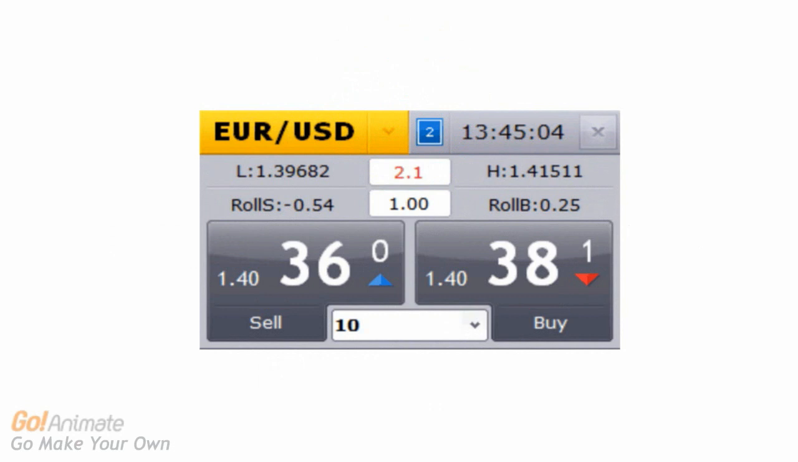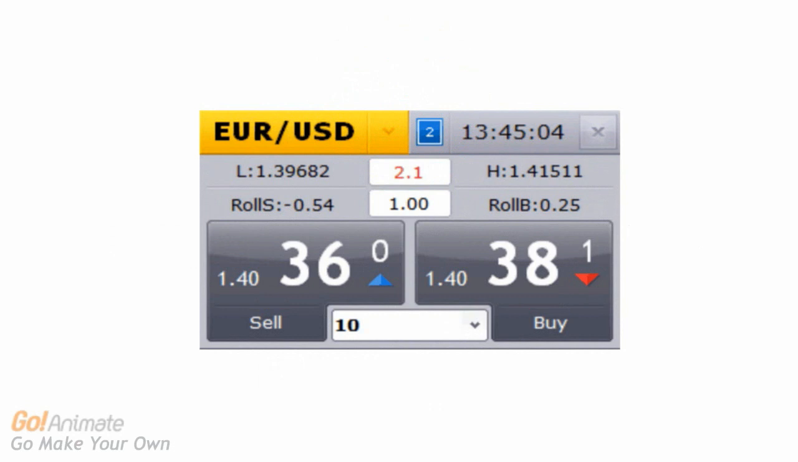This is a quote for the euro-US dollar currency pair. There are two prices in the quote window, with the first being 1.40360. The quote window notes that this is the sell price, which means you can sell the euro-USD for 1.40360. This is $1.40 and 36 pips. The next price is 1.40381, which is $1.40 and 38 pips and 1/10th of a pip. This is the price where you can buy this pair.